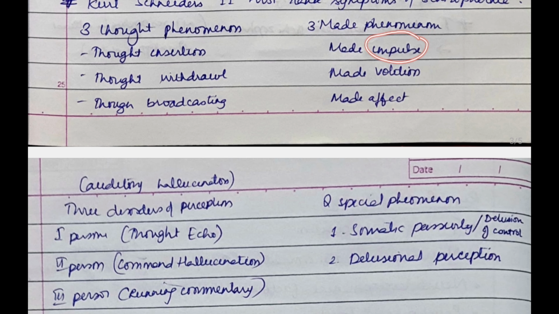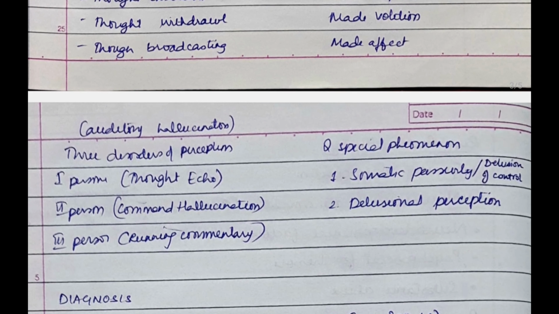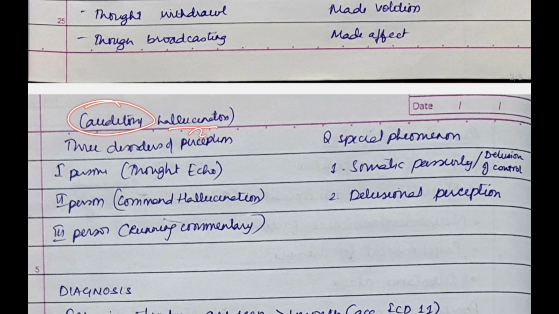Made impulse means to commit an impulsive act. Made volition means to commit a planned or complex action. And made affect means to feel a certain way. So we have 3 made phenomena and 3 thought phenomena. Coming to the 3 auditory hallucinations, there is first person, second person, and third person. The first person is through thought echo, also known as sonorization.